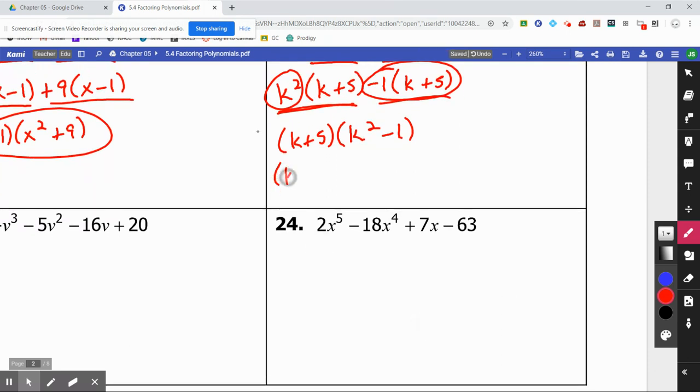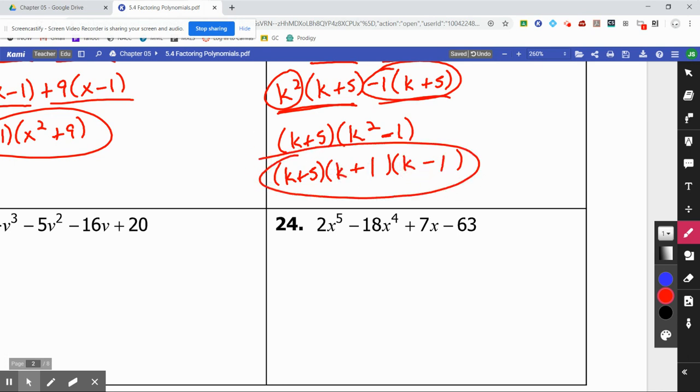Now, I am going to go a step further with this. K plus 5 is finished, bring it down. However, k squared minus 1 is a difference of squares. Difference of squares factors into conjugates. K times k gives you k squared. 1 times 1 gives you 1. So therefore, that's the finished product.